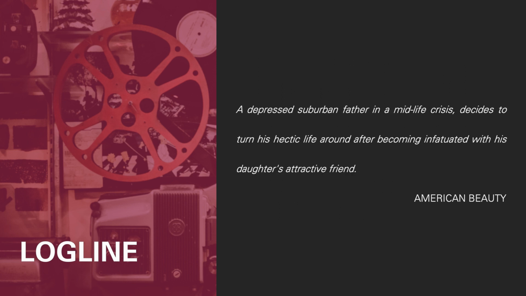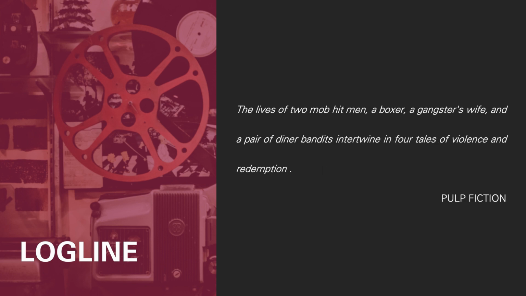Here you have two examples of loglines. A depressed suburban father in a midlife crisis decides to turn his hectic life around after becoming infatuated with his daughter's attractive friend. This one is from American Beauty. The lives of two mob hitmen, a boxer, a gangster's wife, and a pair of diner bandits intertwine in four tales of violence and redemption. This one is from Pulp Fiction.